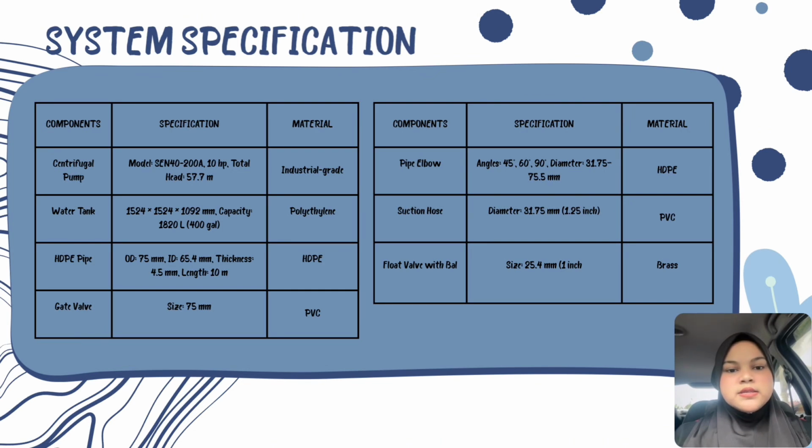Lastly, the system includes a float valve with a ball made from brass and sized at 25.4 millimeters or 1 inch. This component automatically stops water inflow when the tank is full, preventing overflow and ensuring efficient water management. Together, these components form a reliable, efficient and cost-effective piping system that supports the water needs of the FKMP construction project.